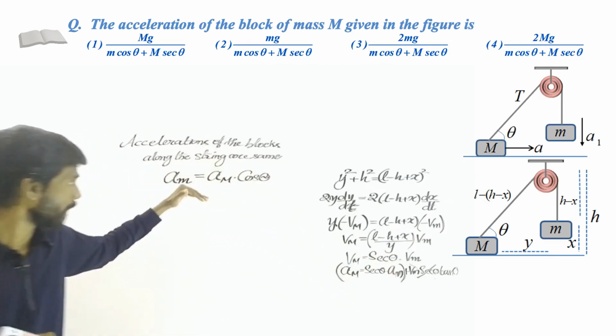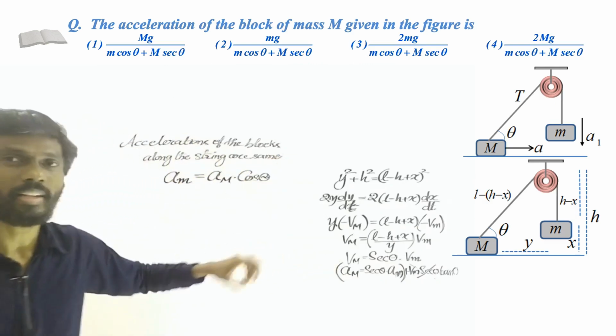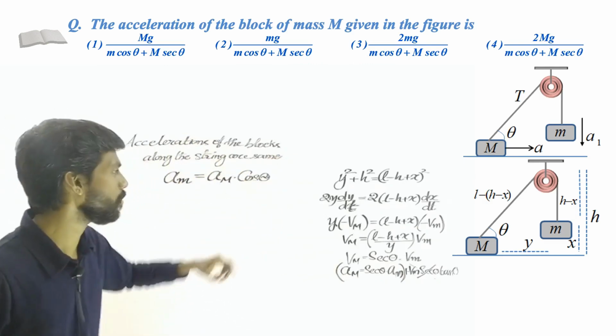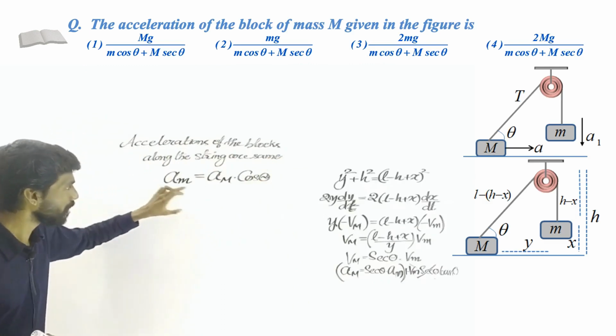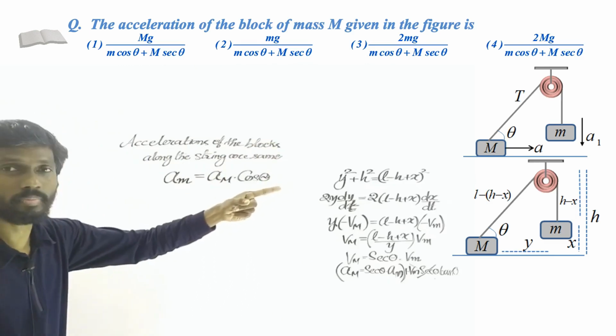So this relation is important, right? Mostly we use this method only. Who wants to do all these calculations? But it's better to know all these methods. We don't know when these methods are required. So this is the relation between the accelerations. That's all. Now you write the equation, and you will get the answer for the block of mass small m.